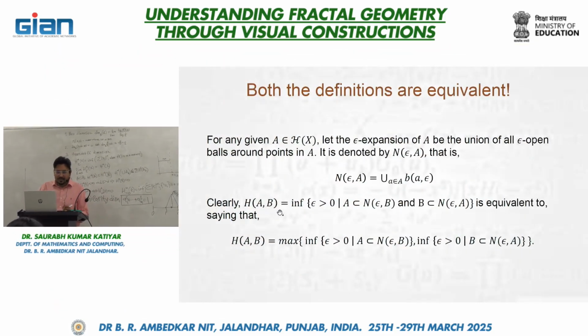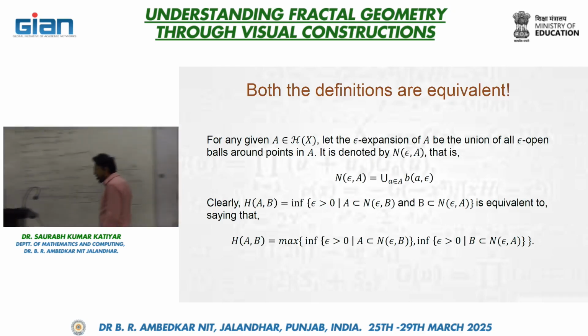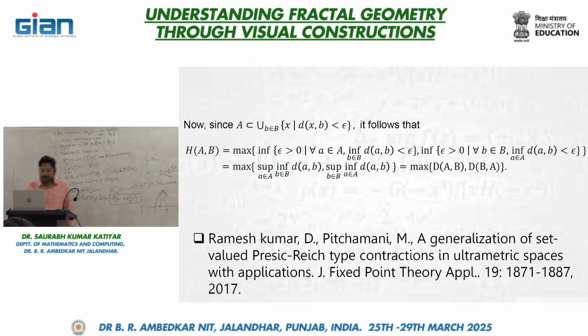Clearly H of AB is what you defined in the previous slide. Infimum of epsilon greater than 0 such that A is a subset of N epsilon of B and B is a subset of N epsilon of A, is equivalent to saying that H of AB is equal to the maximum of the infimum of the same thing. Means from this line, the same line you write here and take the maximum here. Then what you will get in the next slide.